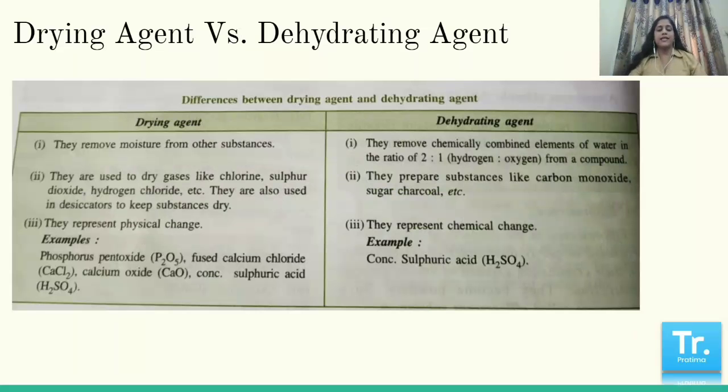I can show you with example. That drying agent, they remove moisture from other substances. Dehydrating chemically remove. So the physical change, drying of course, a chemical change, dehydrating because from the compound it is being removed, and the examples are written here. So I think this is all that is there in your syllabus.